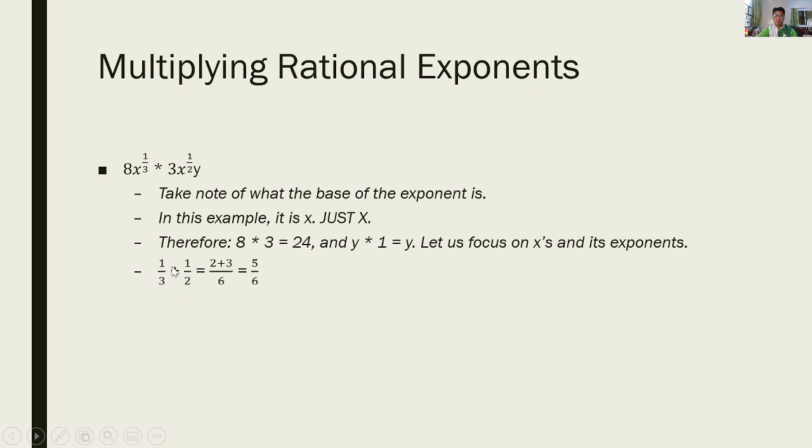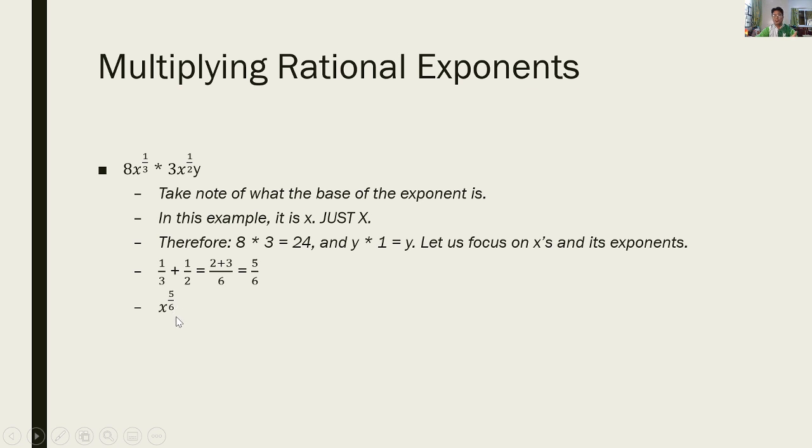So 1/3, dahil nga nag-multiply tayo, we simply add plus 1/2. Ang ating LCD is 6. Again, to get yung nasa taas, we divide. 6 divided by 3 is 2 times 1, 2. 6 divided by 2 is 3 times 1, 3. We simply copy yung operation. So 2 plus 3 is equal to 5. 5 over 6. Which means the exponent of x will be 5 over 6.